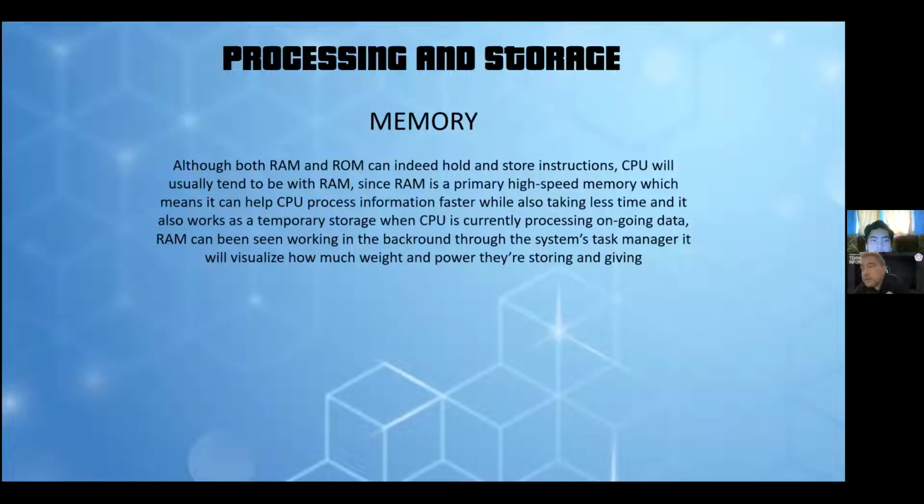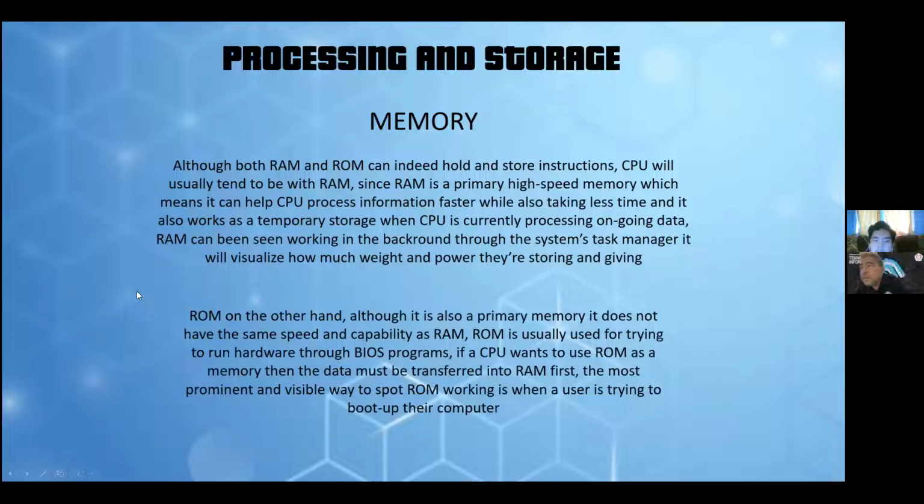Although both RAM and ROM can indeed hold and store instructions, CPU will usually tend to use RAM, since RAM is a primary high-speed memory, which means it can help CPU process information faster while also taking less time, and it also works as a temporary storage when CPU is currently processing ongoing data. RAM can be seen working in the background through the system's task manager. It will visualize how much weight and power they're storing and giving.